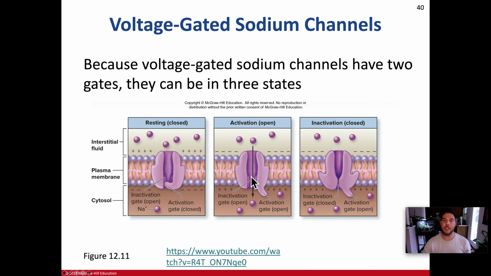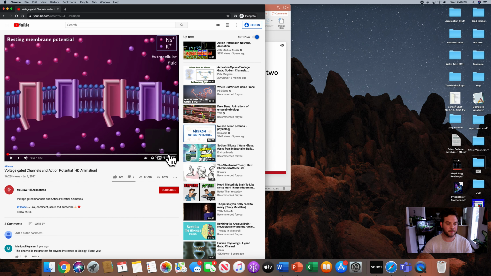In the activation state, you've received that voltage, so you can see that the charge on the membrane has changed, has switched, so now it is activated. In the activated state, both gates are open. This is going to stay like that until the cell reaches threshold, and then the inactivation gate starts to close. You switch into this inactivation state, and the activation gate remains open. This only lasts for a brief period of time, and then it switches back to the resting state. So let's watch this video just to give us an idea of that. Actually, I already have it loaded up.